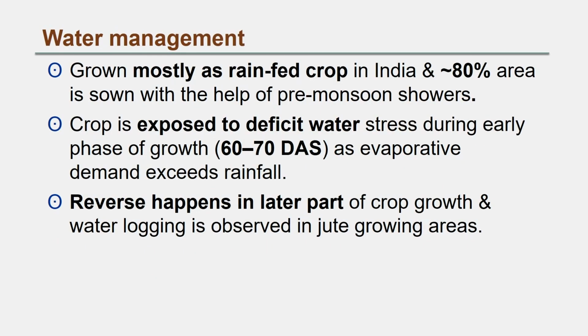Now, let us see the water management in this crop. Jute is grown mostly as a rain-fed crop in India and about 80% of the area is sown with the help of pre-monsoon showers. The crop is exposed to deficit water stress during the early phase of growth, 60 to 70 days after sowing, as evaporative demands exceed rainfall, particularly during the months of April and May. The reverse happens in the later part of crop growth and waterlogging is observed. That is the problem because the crop is sown in March, April, rarely in May, and it faces summer months, when it needs more water. So, drought conditions may be there and then flooding can happen.